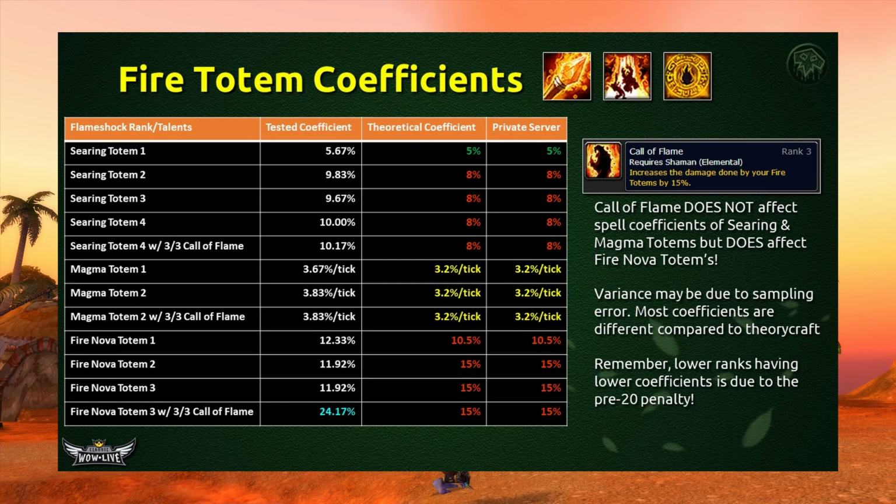For Magma Totem, we're supposed to get around 3.2% per tick. I got a little bit higher than that, closer to 4%. So it's close, that's why it's in yellow. It's within the margin of error. It may be a little bit higher on beta. Again, Call of Flame does not affect the Magma Totem spell coefficient.